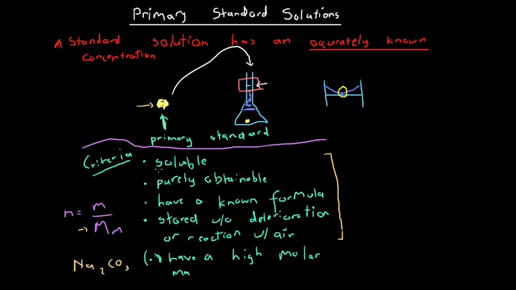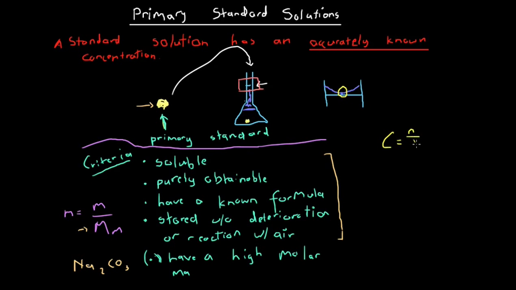Okay, and so basically this criteria for the primary standard ensures that n is accurate. Okay, and the way in which we fill up the flask ensures that V is accurate. And if n and V are both very accurate, then the concentration is very accurate and we have a standard solution.